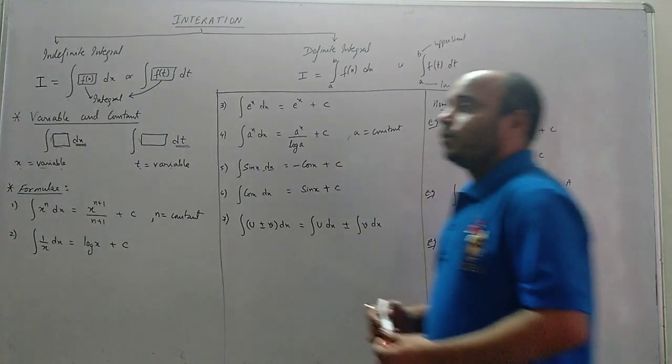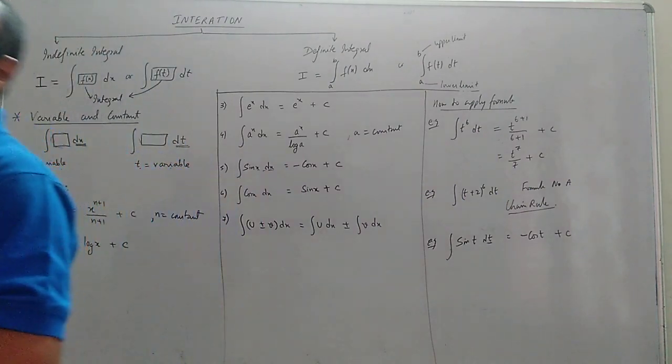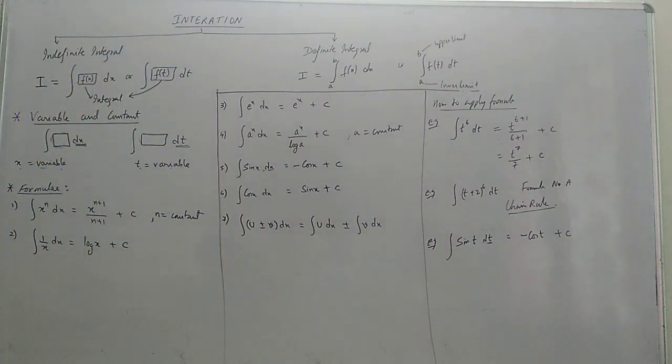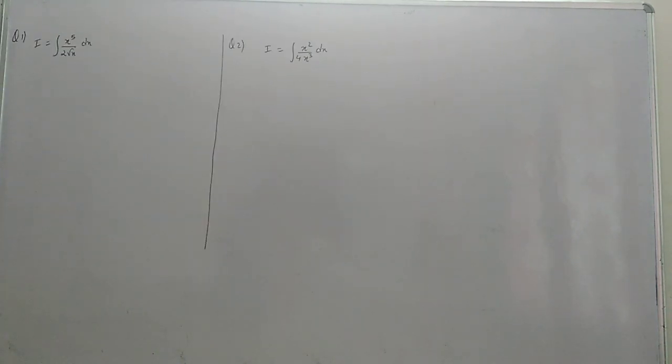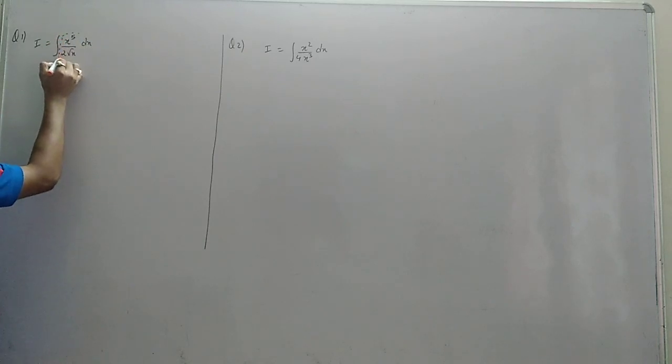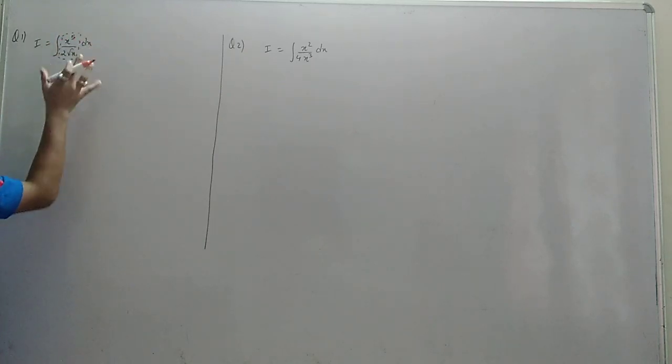Now we will deal with a few simple questions to understand the integration process, how to go for it. Okay, let's start with the basic question. We will start with a simple question, okay? Question number 1: I equals integration of x to the power 5 divided by 2 root x dx. So this is the integral. dx is just a bracket type.